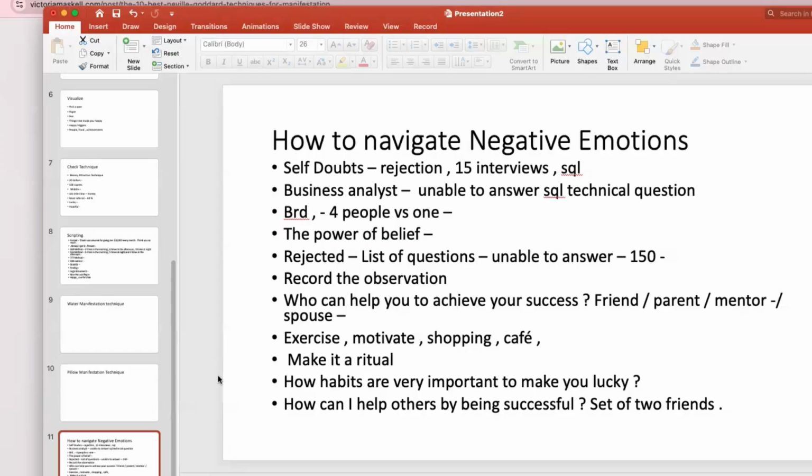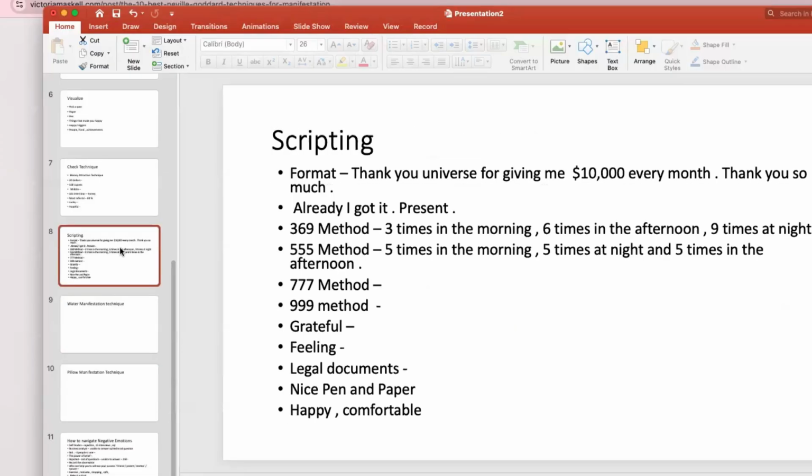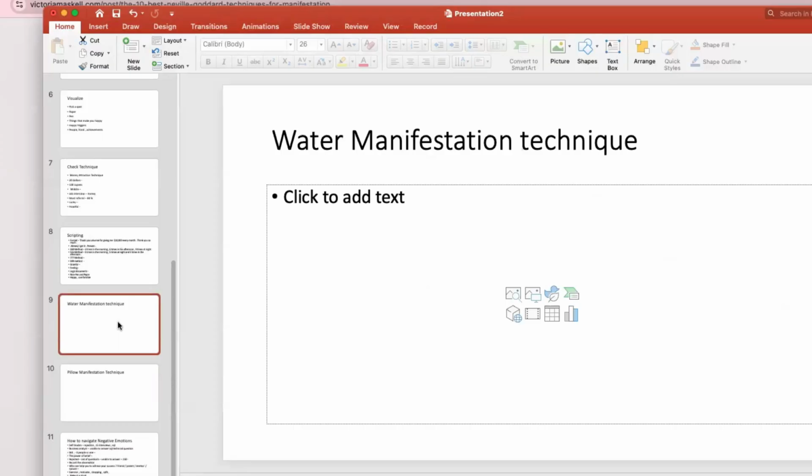What about others? Ma'am, out of all these techniques, we only have to follow one, not all the techniques, right? Yes, whatever you're attracted to the most. Which one is attracting you the most? Is it scripting or visualization or vision board or water or pillow? You can follow that. Okay, thank you. Thanks, Soumya.